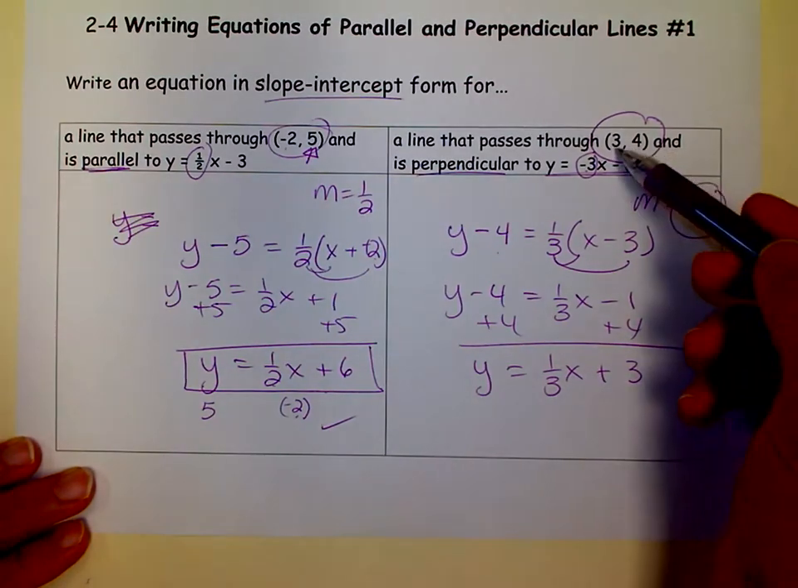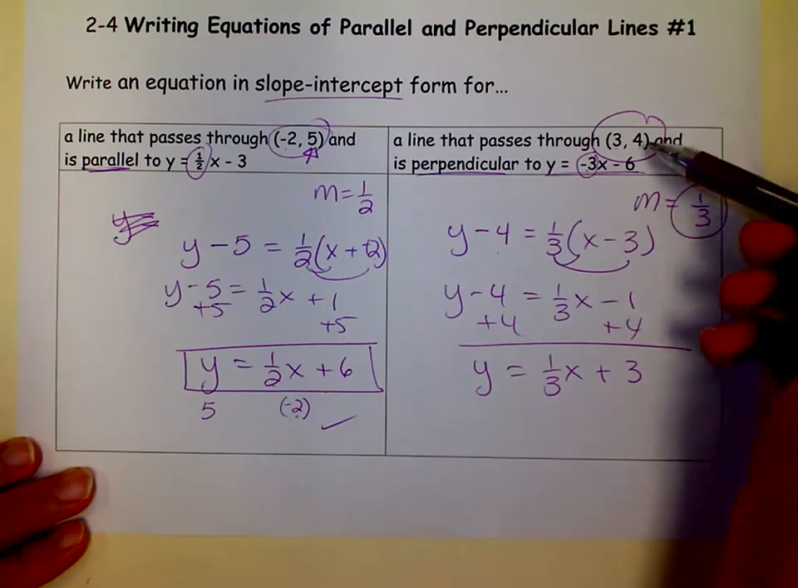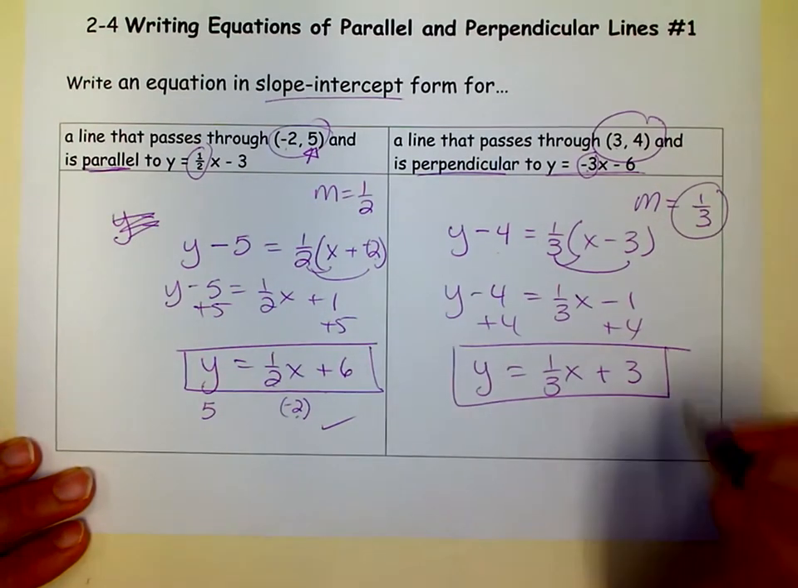And again, you can check it. If you put a 3 in here, you get 1 plus 3, which equals 4. So that's our answer.